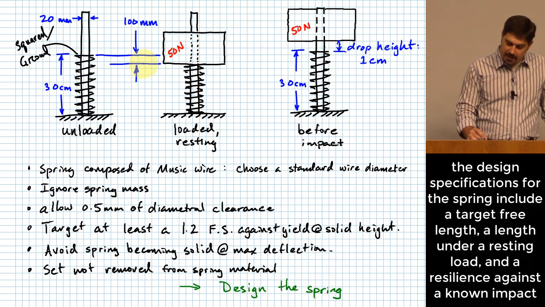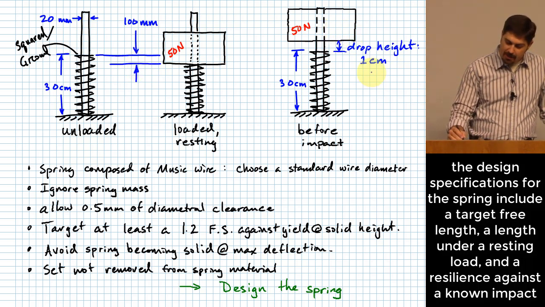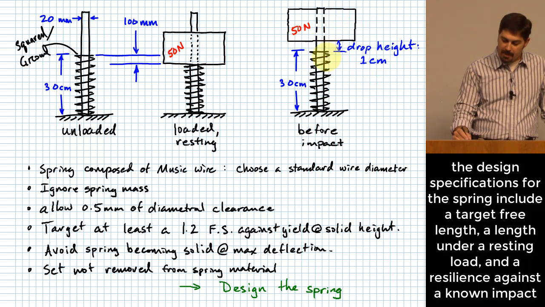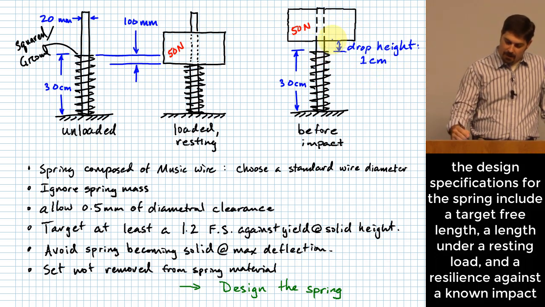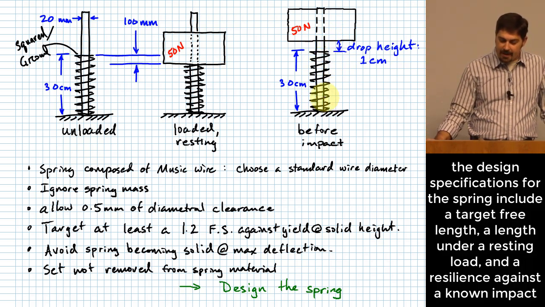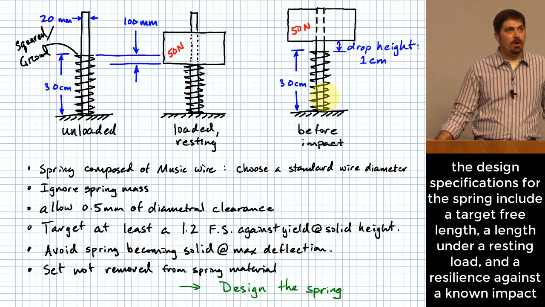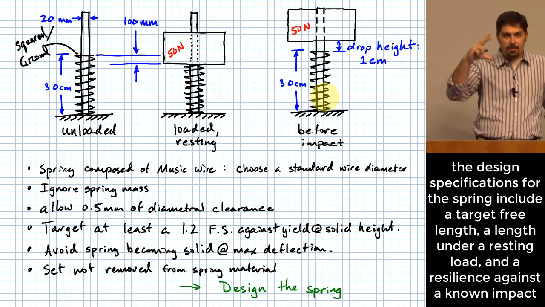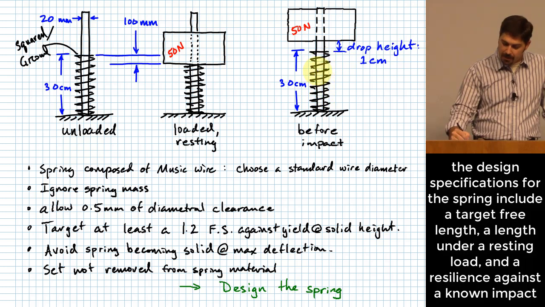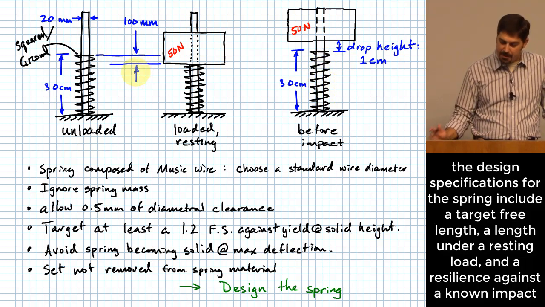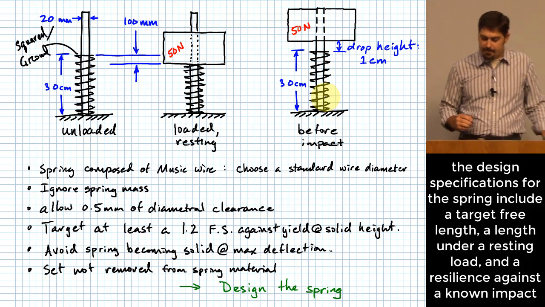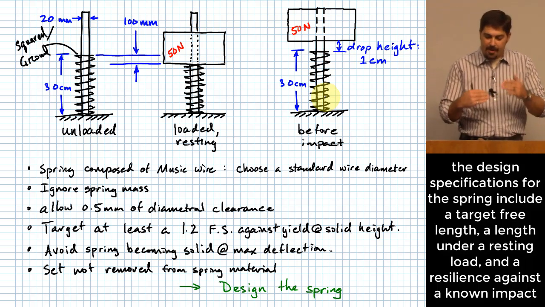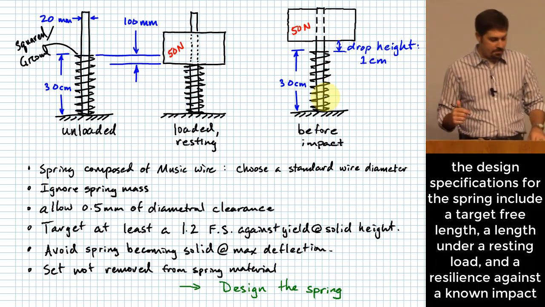And not only that, if this weight is dropped from a 1 centimeter height above the point where it makes contact with the spring, we want there to not ever be any of the things that would constitute failure for our spring. So let me describe. We don't want to exceed the yielding stress. We also don't want it to go solid when we release it, and it's going to actually drop to a lower height than this resting position of 100 millimeters. And we essentially need to account for that maximum amount of stress in the spring when it absorbs the weight falling.